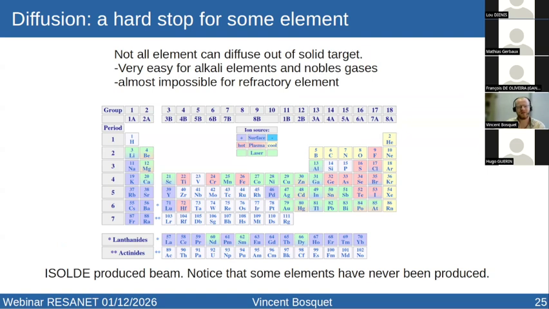Diffusion is also one of the steps where some of the elements won't be able to be produced. For instance, some elements diffuse very easily outside of the target, like alkali elements and noble gases, and it's almost impossible for refractory elements. So if you look at this periodic table that shows you all the elements that have been produced in ISOLDE, you can see that some elements are not produced. And why is it the case? Why can't we produce these specific elements?